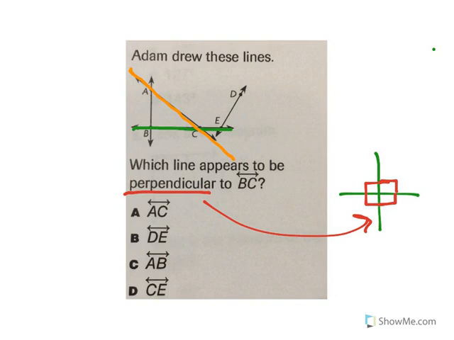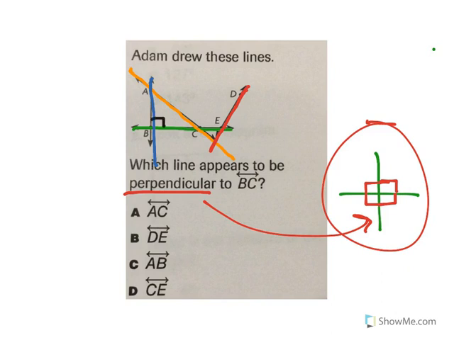Line DE would be right here. Again, this is not a right angle. Can't draw a perfect square like I could here. So line DE would just be intersecting. That leaves line AB, which does have right angles. So our answer would have to be AB.